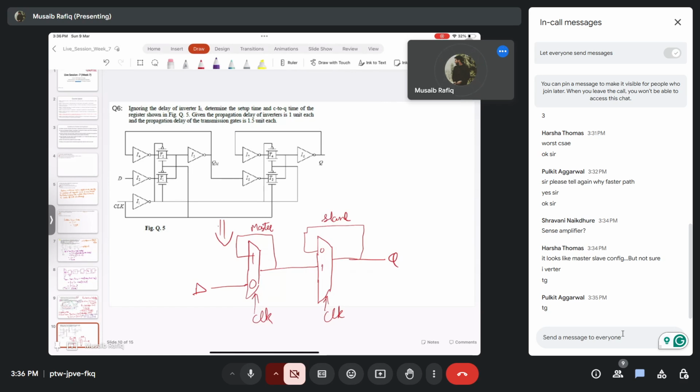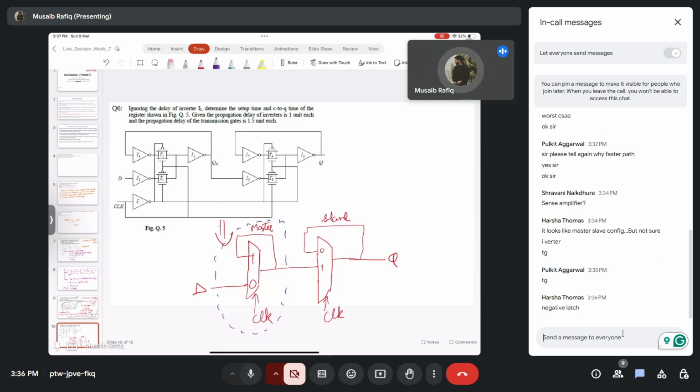So what is this? Can anyone tell me what this thing that I highlighted is? Yes, it is a negative latch. Thank you. So it is a negative latch, and the other one is a positive latch. So this thing that I have shown you is basically the master slave edge triggered register.